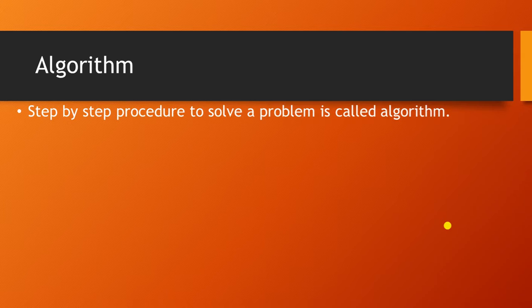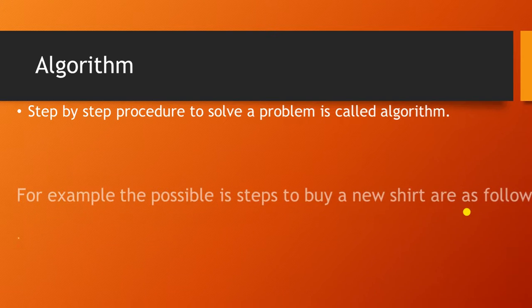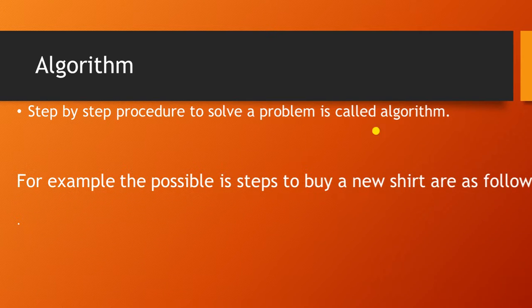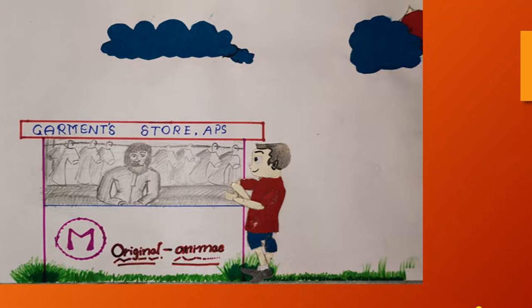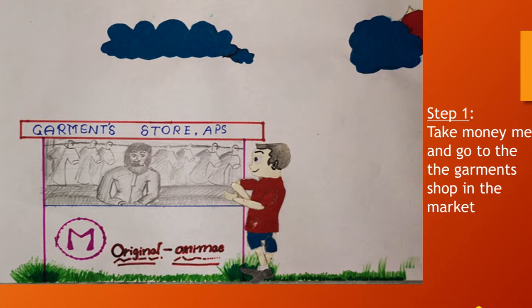What is an algorithm? It is a step by step procedure to solve a problem. Whenever we have a problem, first we have to plan, and in the planning part we decide the steps. So let's take an example of writing steps. Our problem is to buy a new shirt, and let's see what steps we can follow for this. Naturally, the first step will be to take money and go to the garment shop in the market.